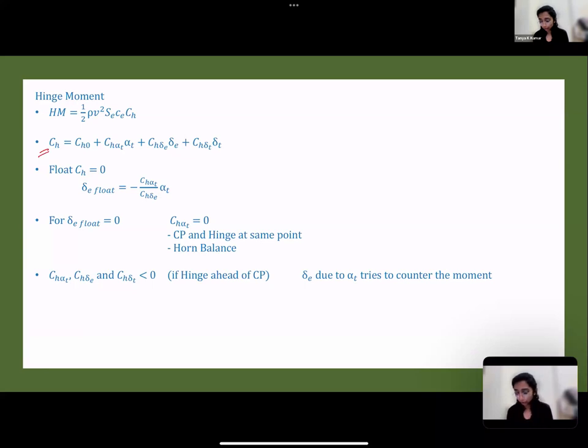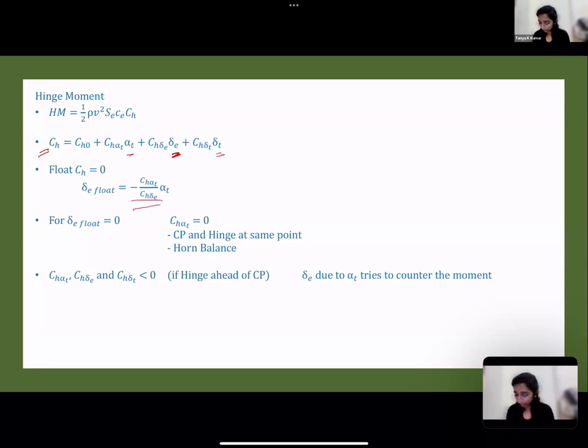It depends on angle of attack at the tail, it depends on elevator deflection, and it depends on trim tab deflection. Now if you were to assume that you have no trim tab and you just set the CH to 0, which is when you allow your elevator to float freely, that is when you have no moment at the hinge line, right? Otherwise you have hinge moment. So you can set CH to 0 to simulate the delta E float, or at what angle will the elevator float if you allow it to, like if the stick is left, if it's free. Okay, so that delta E float is given by this equation.